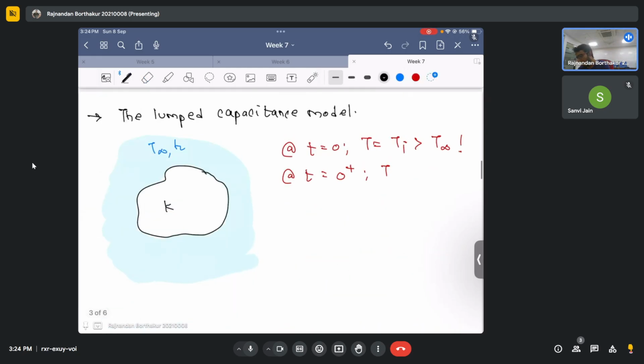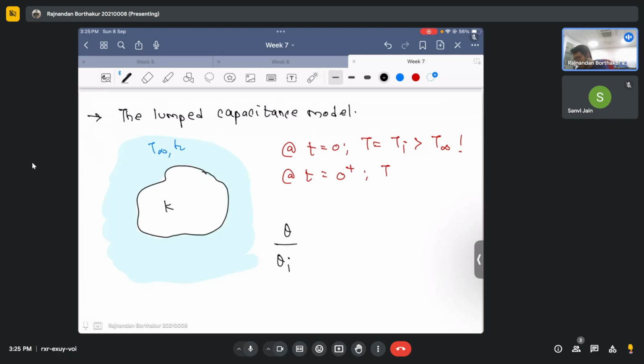So this was the same problem that I described. There's a body which was initially at some temperature Ti, and Ti is much greater than T infinity, let's say. For instance, a metallic ball at initial temperature 150 degrees Celsius is suddenly dropped into an ice bath at, let's say, around 0 degrees Celsius. This is the scenario where exactly the lumped capacitance model is applied. In that context, the governing equation is basically something like this.